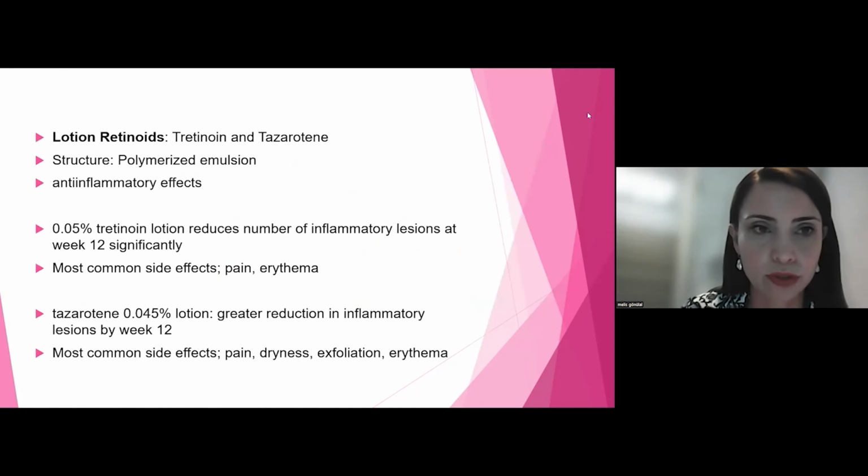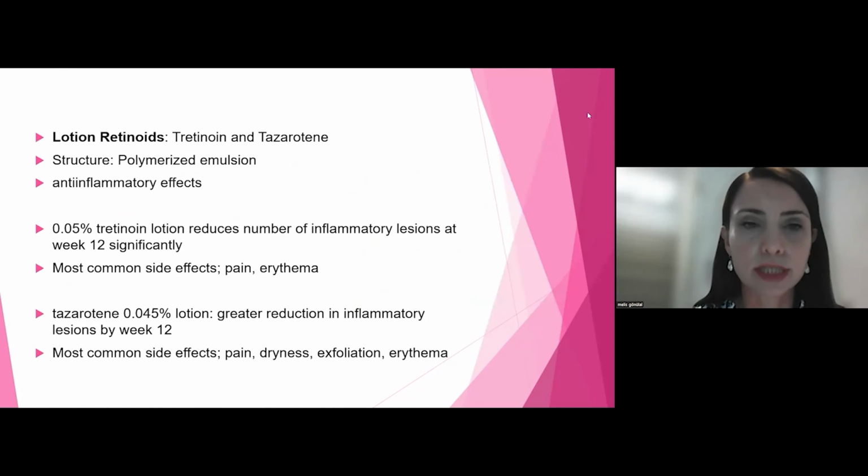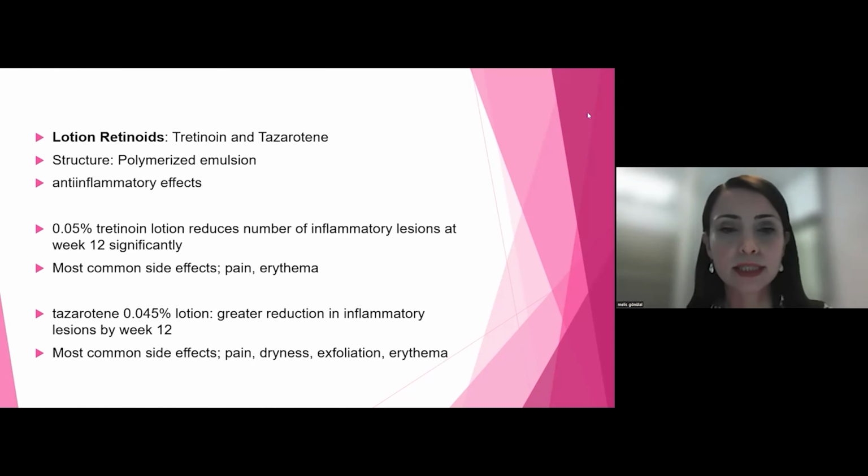30% at week 12. Here we can see lotion retinoids, tretinoin and tazarotene. Structure is polymerase emulsion. These medicines have anti-inflammatory effects. Tretinoin lotion reduces the number of inflammatory lesions at week 12, and the most common side effects are pain and erythema. Tazarotene lotion has a greater reduction in inflammatory lesions by week 12, and there are some side effects: pain, dryness, exfoliation, and erythema.